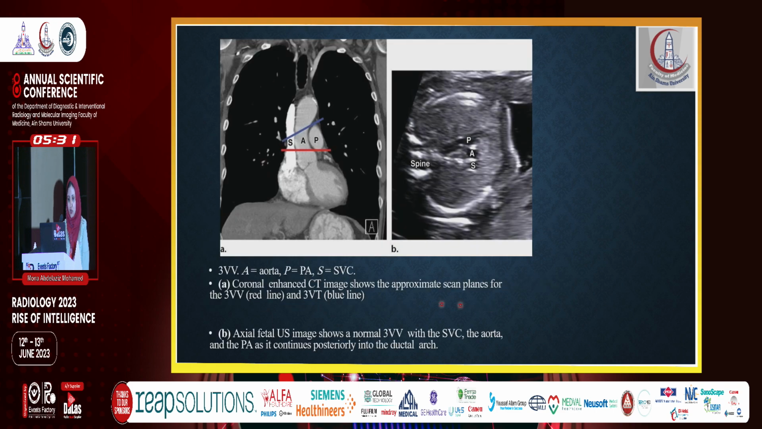Here's an image to show the approximate scan planes for the three-vessel view and the three-vessel trachea view. Here's the red line representing the three-vessel view cut, and the blue line representing the three-vessel trachea view cut. To obtain this axial image, note the arrangement of the vessels: pulmonary artery, aorta, and superior vena cava from above downwards.